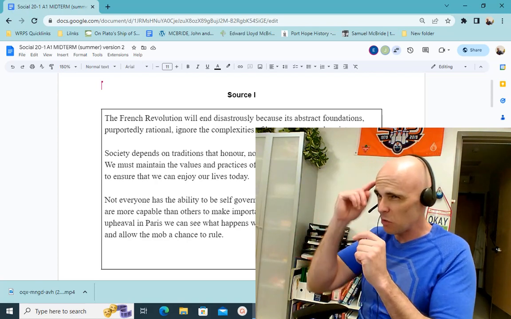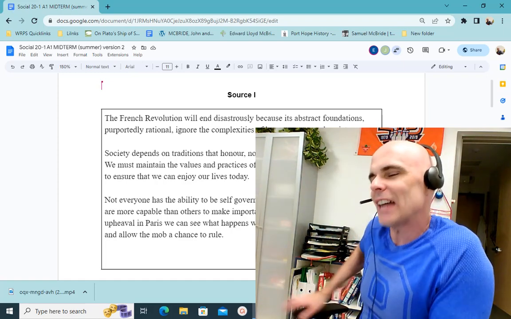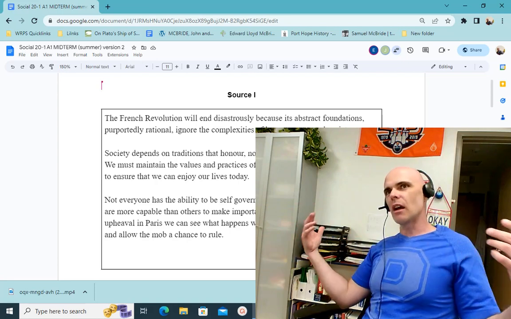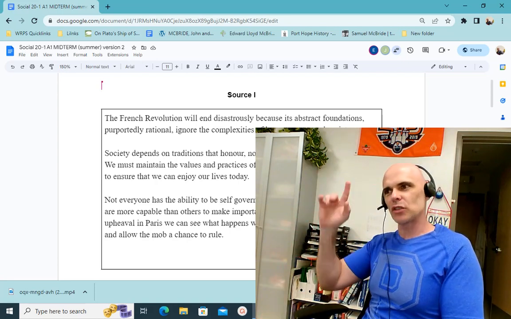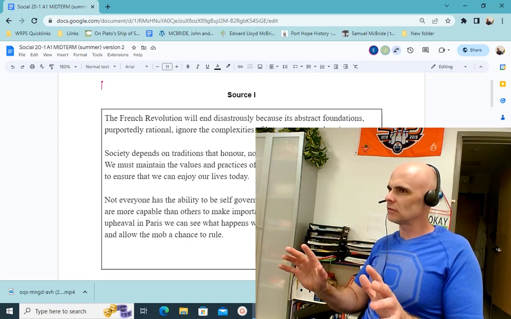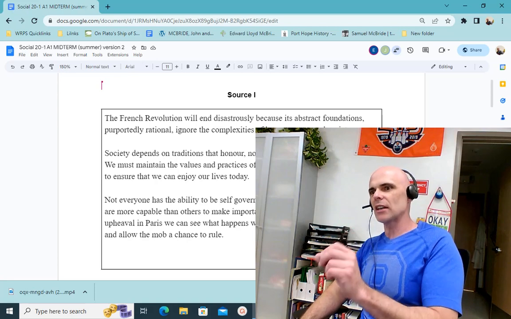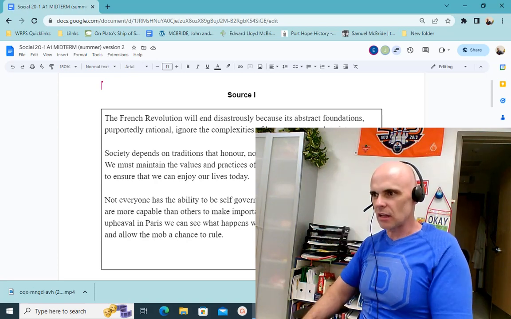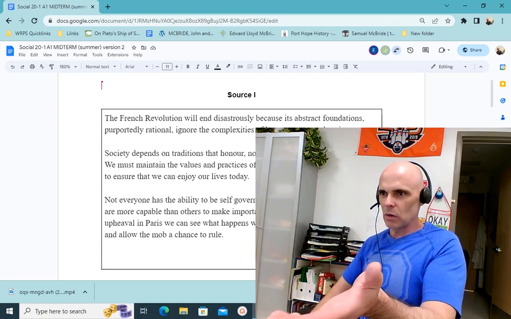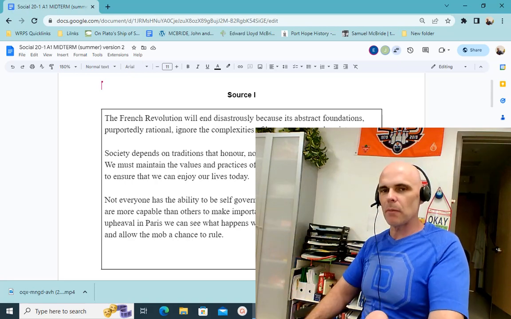So Burke is saying, you know what? I've been listening to you, Locke. I know that you say mankind is rational, and the idea of having a representative democracy is rational. But he's saying, you know what? Are people rational? And this is a theme of what Burke is ranting about. Are people rational? Later in his rant, he'll say that when we allow a mob a chance to rule, to deviate from our traditions, we have upheaval.